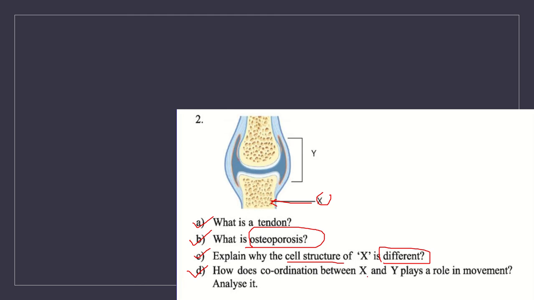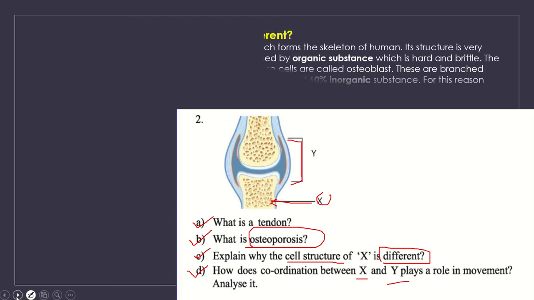How does coordination of X and Y play a role in movement? Analyze it. So this is Y. So what is the function it has?